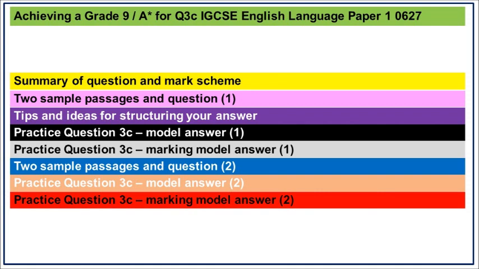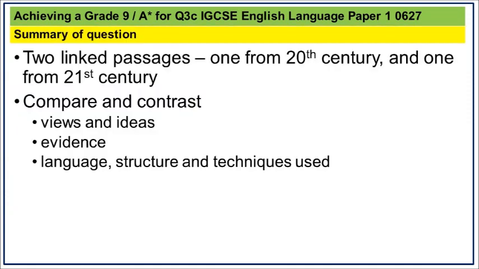Blue gives you another 2 sample passages and a question to have a go at. Peach shows my model answer to this question. Red shows the model answer annotated. So you have 2 different passages to read, and of course you would already have read the first one, passage B, for question 2 of this exam.